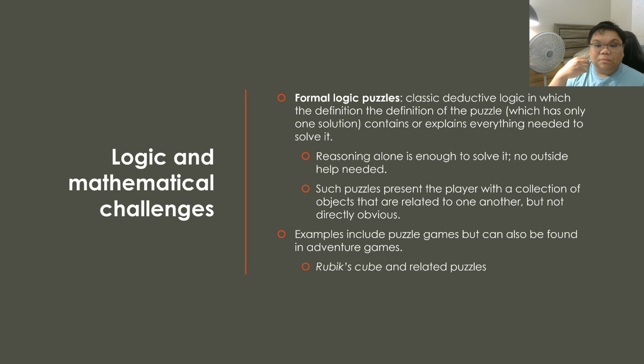Such puzzles present the player with a collection of objects that are related to one another but not directly obvious. The player has to reason what those items do and then put them in an arrangement that constitutes the solution. Like a Rubik's Cube. Yeah, it takes quite a bit of reasoning to figure out what moves do what to a Rubik's Cube. But when you sit down and think about it, when you perform such moves, you find that certain pieces move or get flipped around. That's the reasoning part of solving a Rubik's Cube.